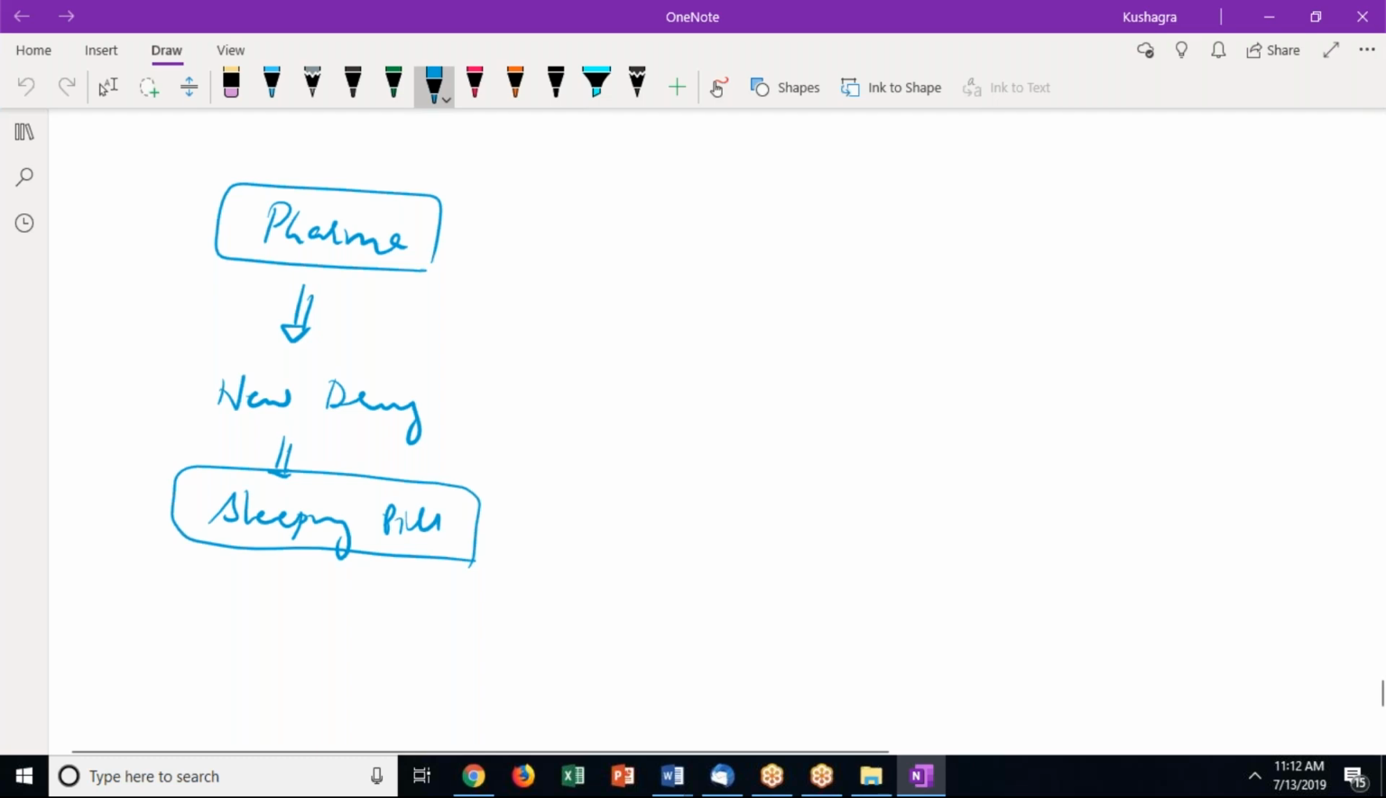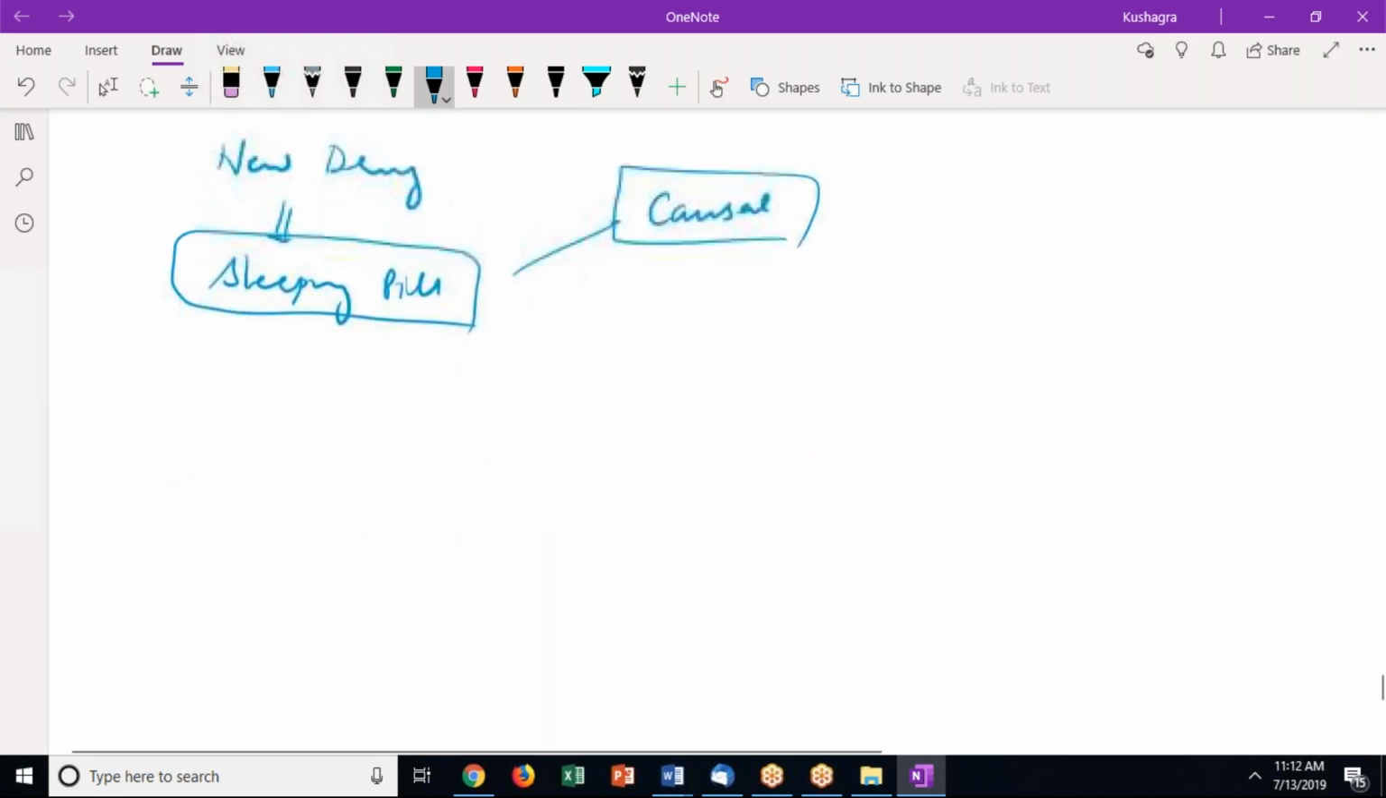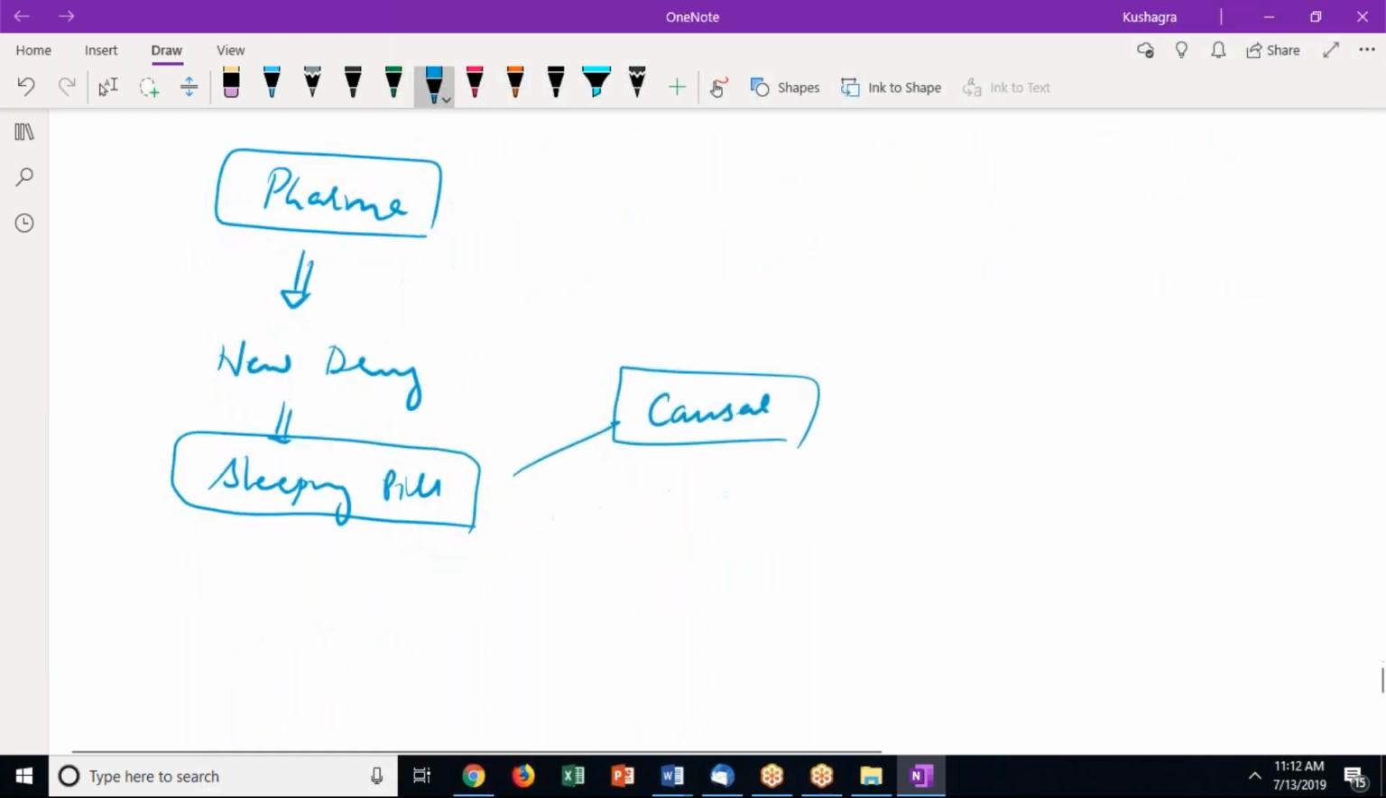So if you want to prove the effectiveness of the drug, then you need to draw a causal relationship that it is the drug which is causing the person to sleep, and there's no other reason for that to happen. Yes or no? That's what you would want, correct? You'd want to prove that it's the drug causing the person to sleep, and there's no other reason. To get to that stage, we'll have to do a controlled experiment, right?